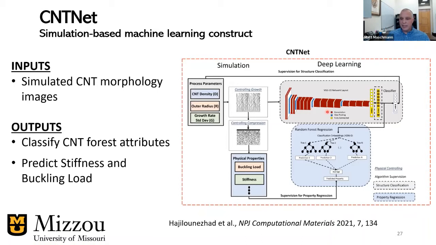And what we were trying to predict is, based on various input conditions that we would feed to the model, could the machine learning algorithm discern what those process parameters were? So things like diameter, density, the growth rate variation. Based on images, could the deep learning algorithm predict what those parameters were? The answer is it did a pretty good job. And not only that, we were running these compression experiments. So could we then extract the mechanical properties that we care about, things like stiffness and a buckling yield? And so I'll just show some results.